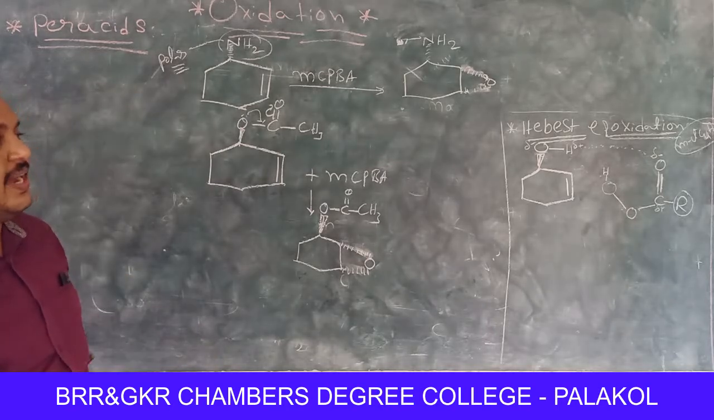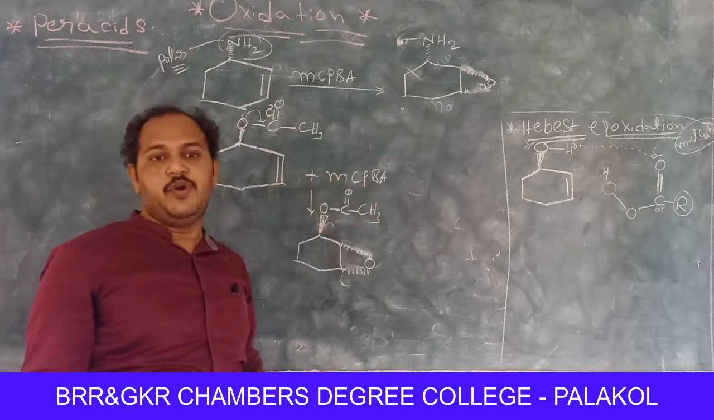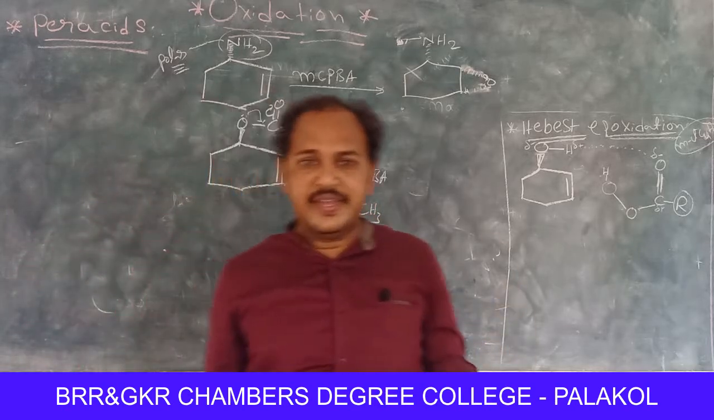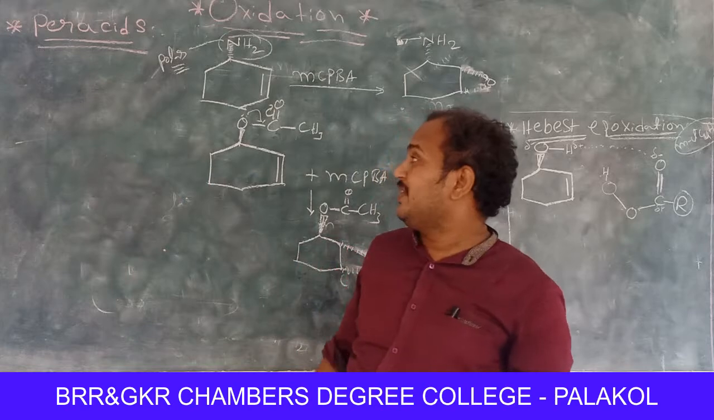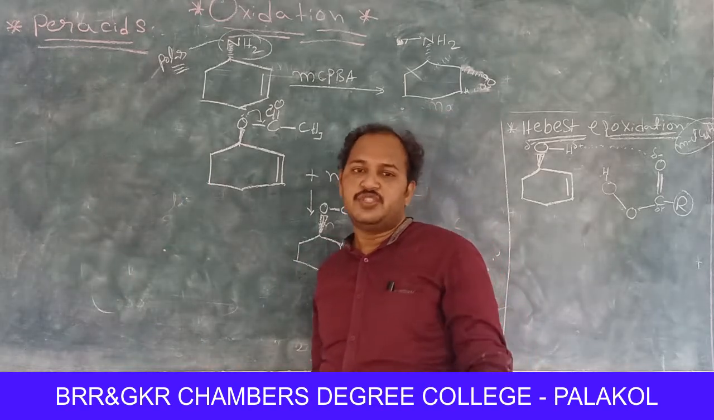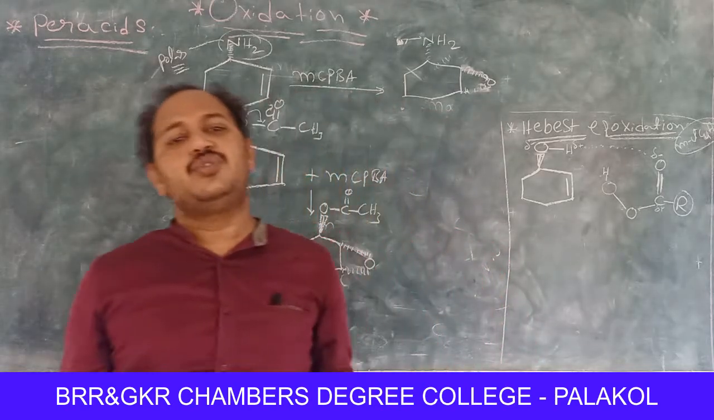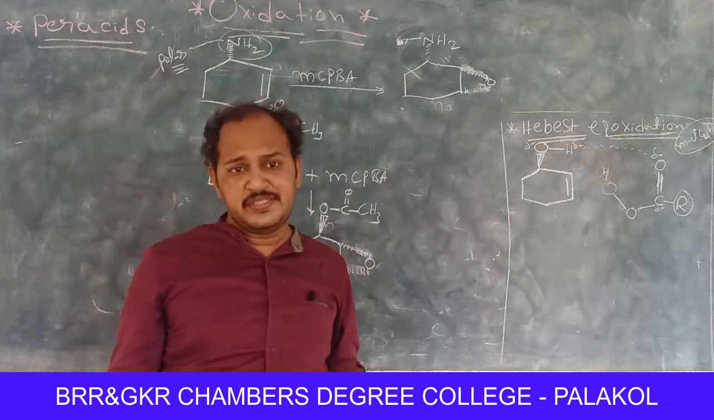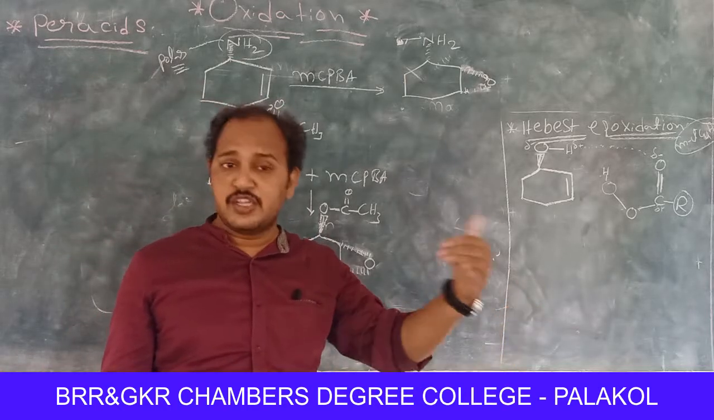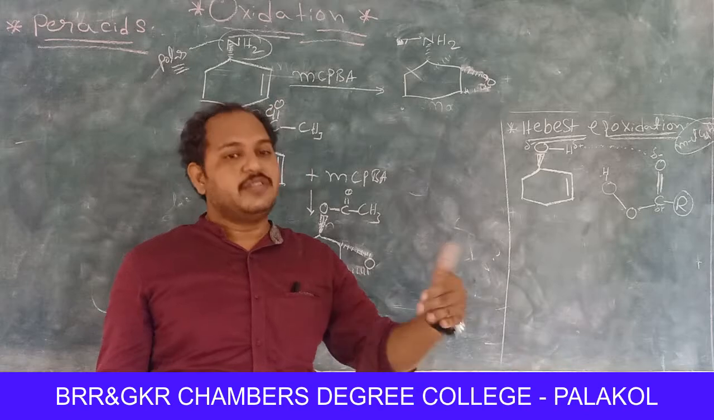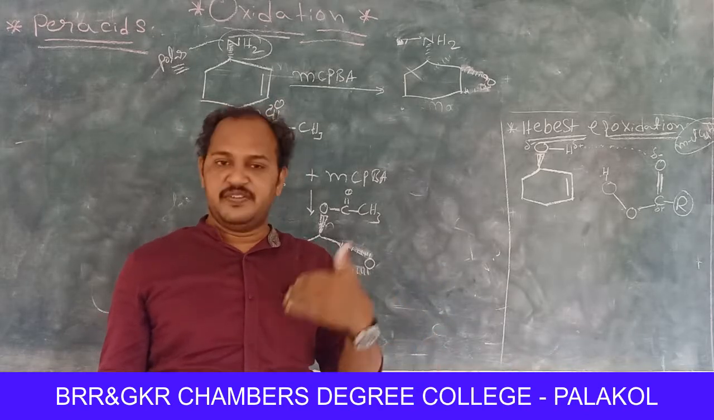So I hope you can understand what is the meaning of reverse epoxidation, right? Simply, once again I recall: what is the meaning of stereoselectivity? In the reaction, if you get two unequal amounts of isomers, then one is the major product and another one is the minor product. That is called stereoselectivity, right?